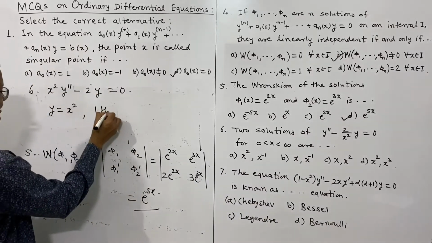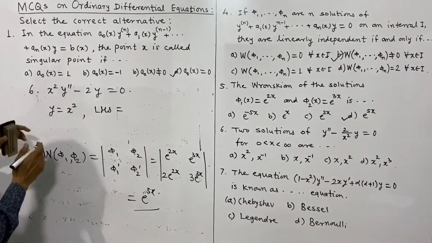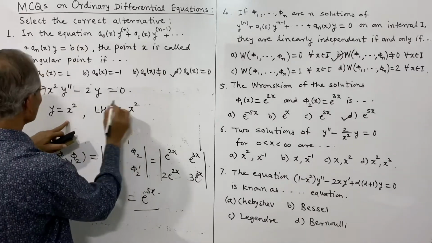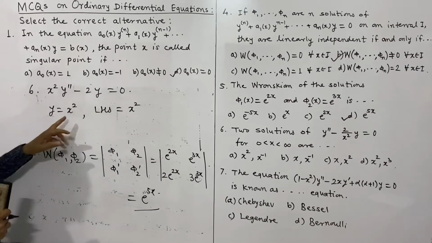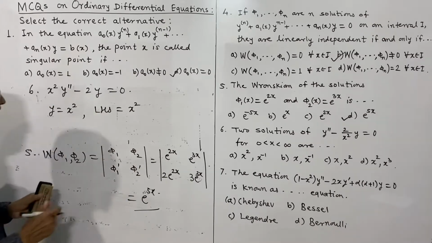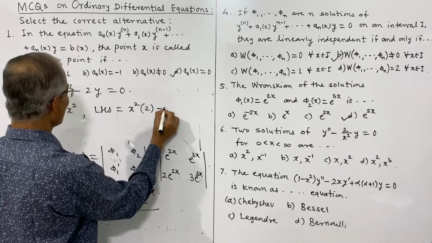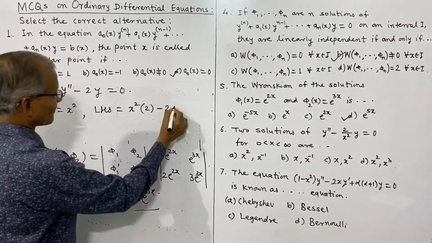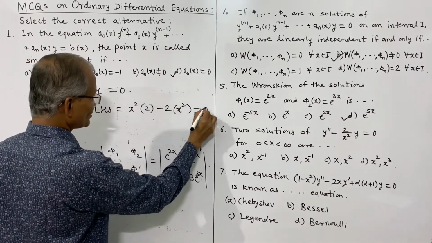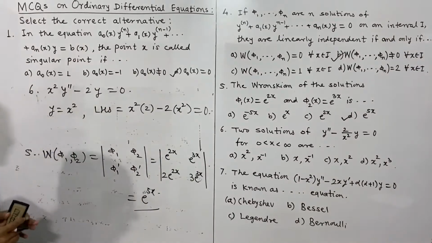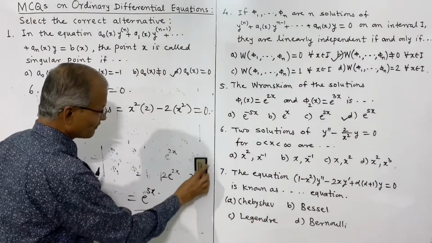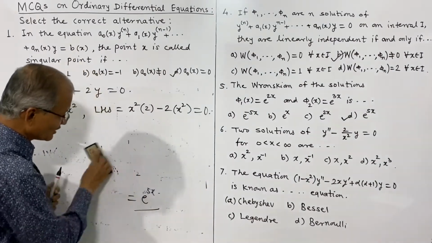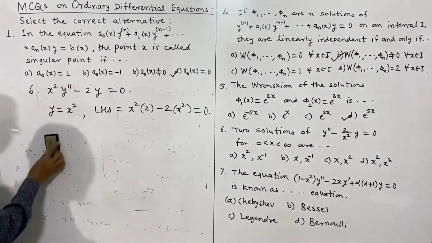then LHS of this equation will be x square into second derivative of x square. So what is the second derivative of x square? First derivative is 2x and second derivative is 2. So x square into 2 minus 2, y is x square. So this is equal to 0. So therefore this is a solution. Y is equal to x square is a solution. And similarly we can say y is x to the power minus 1.